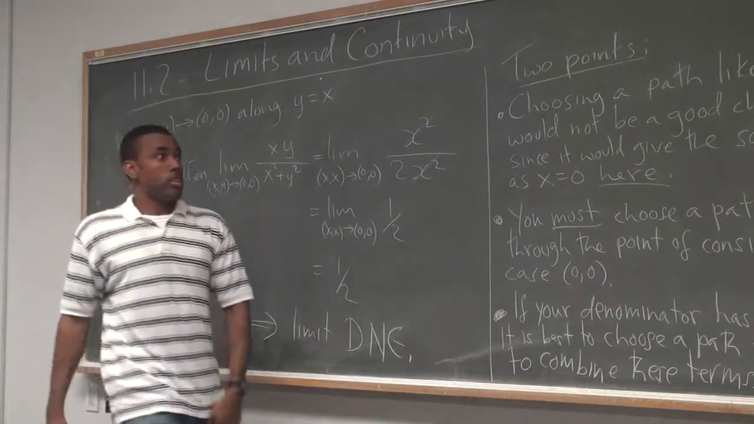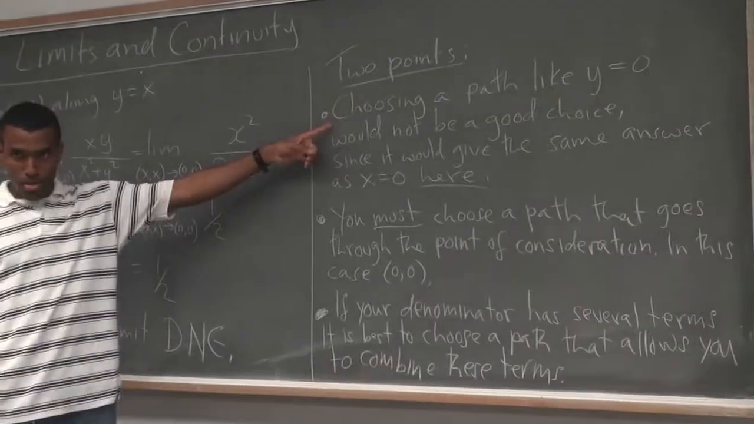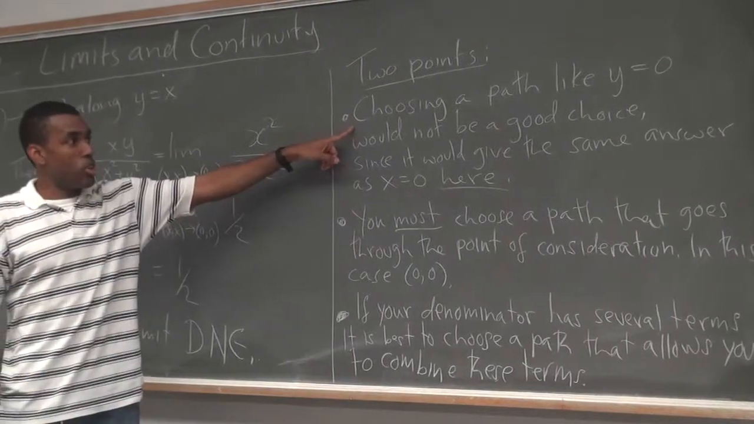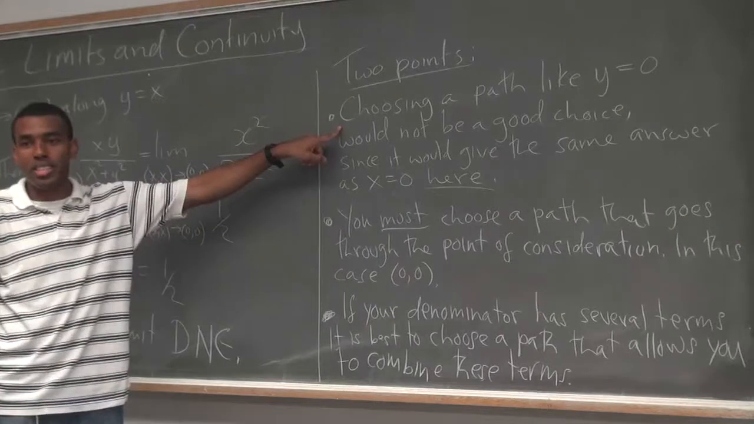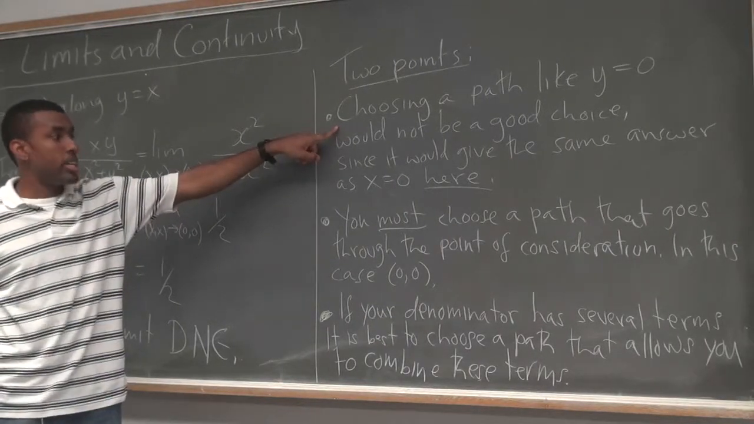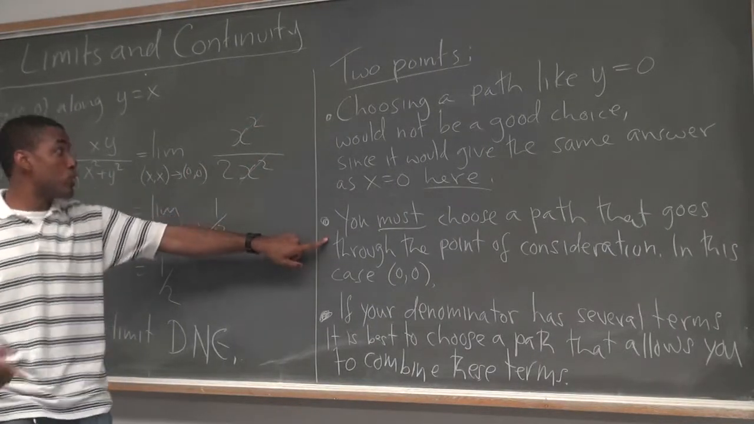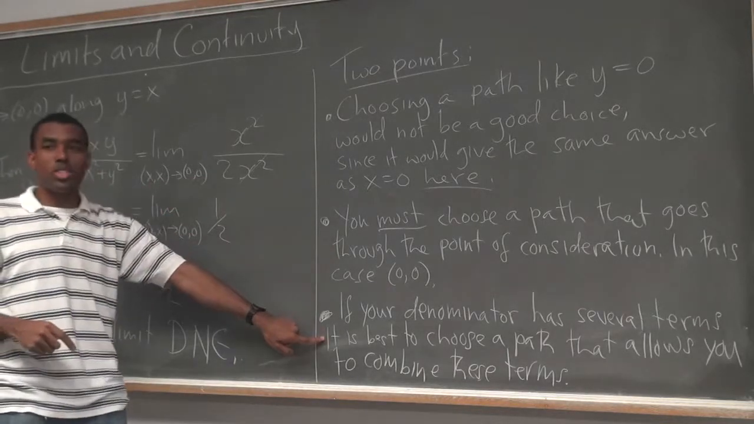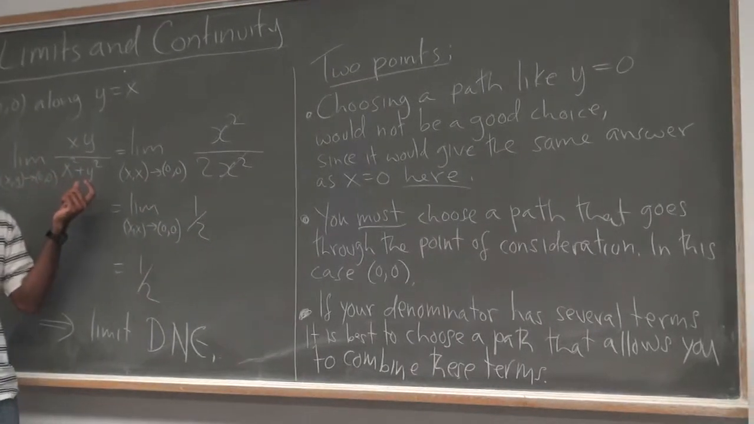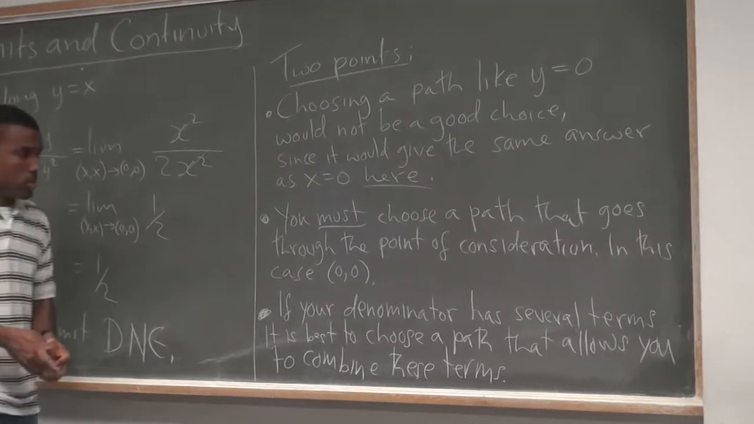So you want to choose your paths wisely, right? If you choose one path and you get an answer, make sure you don't pick another path that's going to give you the same answer. You're wasting your time, right? You're going to want to choose a path that goes through the point of consideration. You're going to also want to choose it so that it allows you to combine the denominators, right?